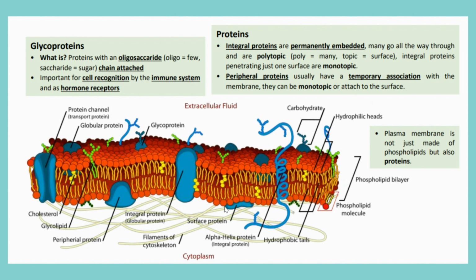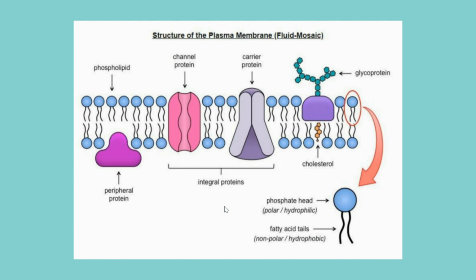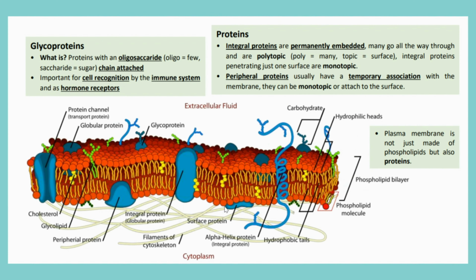So now, moving on to learning the different components of the phospholipid bilayer itself, its functions and characteristics as well. So glycoproteins, proteins which have an oligosaccharide, which means there are a few sugar molecules attached, so it's a whole chain, and is important for cell recognition by the immune system and as hormone receptors.